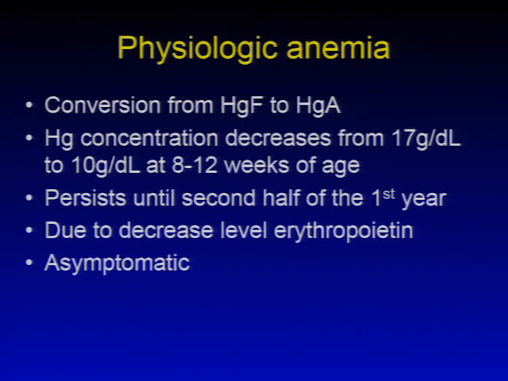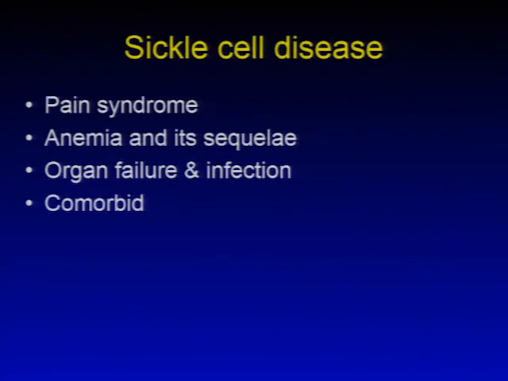Physiological anemia is the conversion from fetal hemoglobin to hemoglobin A. Hemoglobin concentration decreases from 17 grams per deciliter to 10 grams per deciliter at 8 to 12 weeks of age. It persists until the second half of the first year due to decreased level of erythropoietin, and usually this physiological anemia is asymptomatic. Sickle cell disease is a pain syndrome associated with anemia and its sequelae, can lead to organ failure and infection, and has many comorbidities.